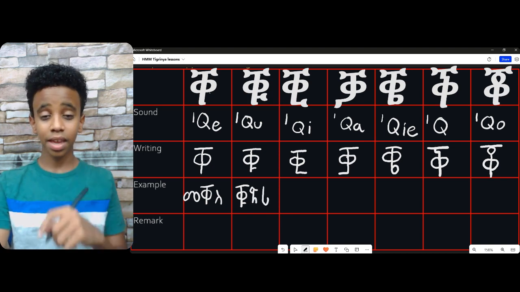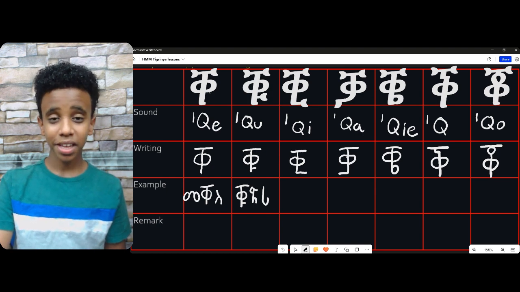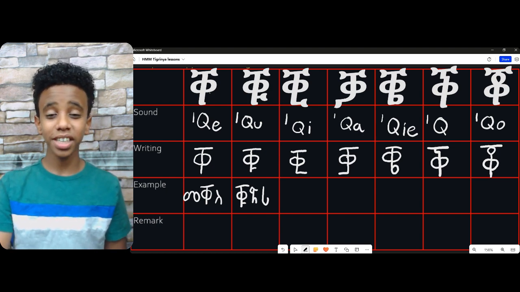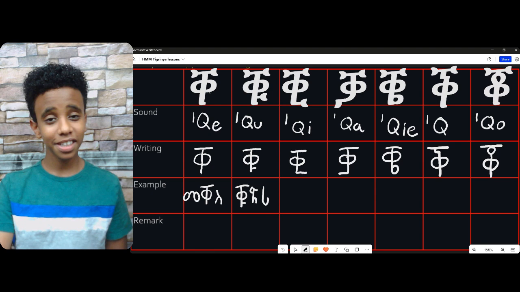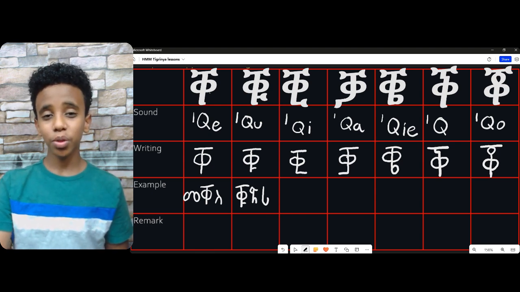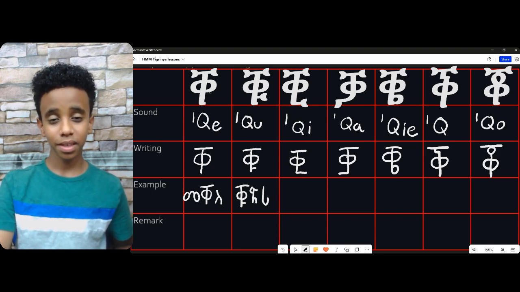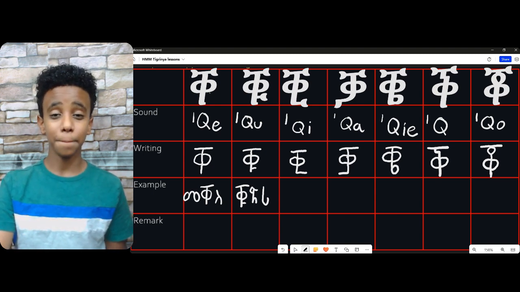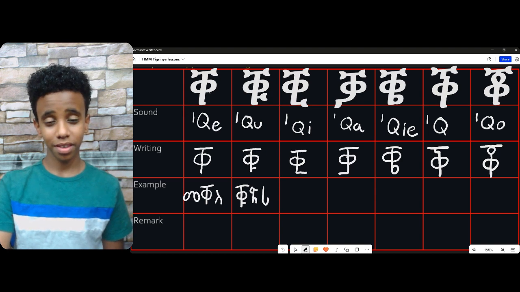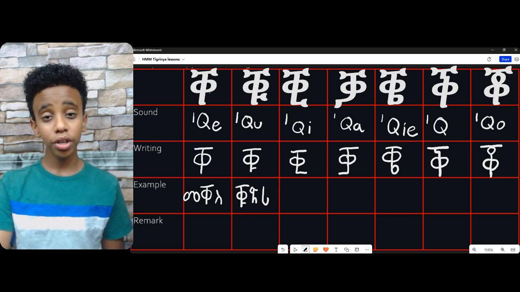Qutri. Qutri in Tigrinya means numbers in English. Now, the word qutri also has another meaning. This meaning is math. And so, if you were to say math in Tigrinya, you would say qutri. If you want to say number, you'd also say qutri.